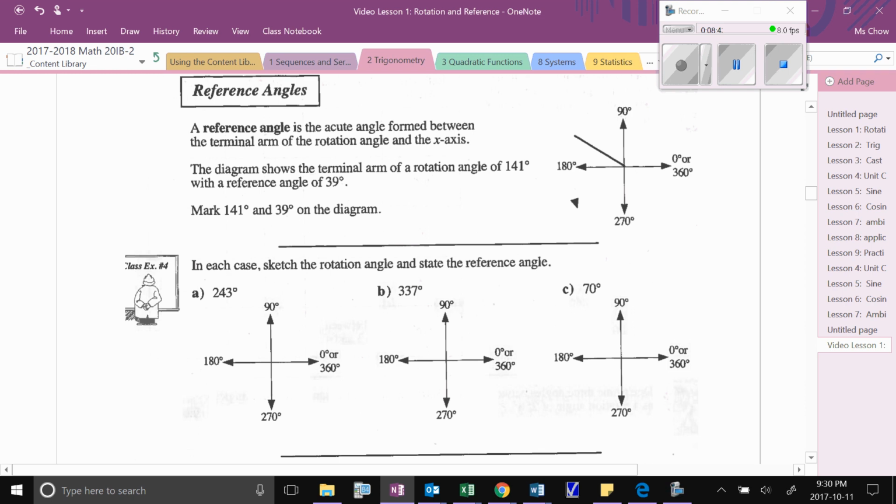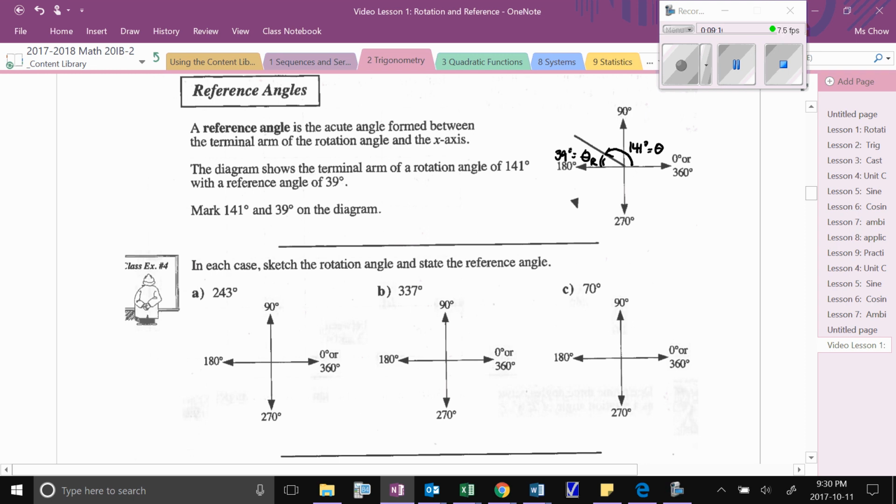So if you take a look right here, the diagram shows the terminal arm of a rotation angle of 141 degrees. So this 141 degrees is our angle theta, and our reference angle is right here. We'll call that theta r. That is our reference angle because that is between our terminal arm and the closest x-axis, which happens to be on the negative x-axis side, and that is 39 degrees.